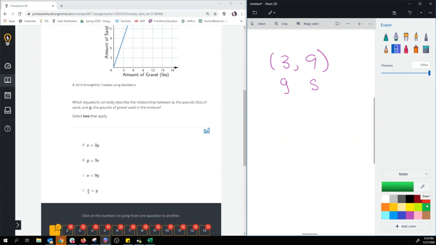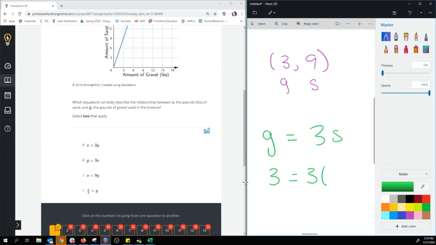So our next equation is G is equal to 3 times S. What number do I want to replace G with here, based off of this coordinate pair? 3, perfect. And I have 3 times, what number am I replacing with S? 9, perfect. So then 3 is just 3. 3 times 9 is going to give me 27. So is 3 equal to 27?